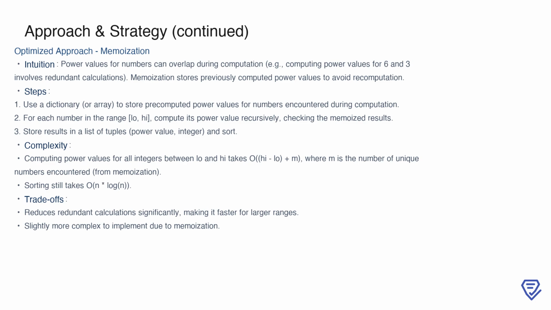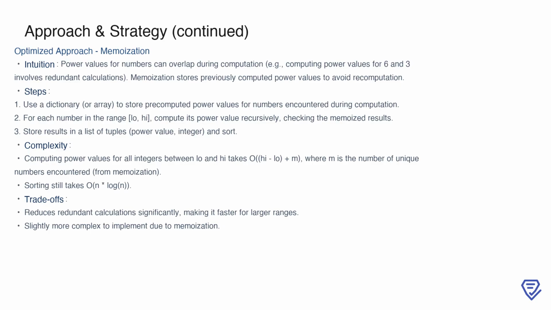Here, the key insight is that power value computations often overlap. For instance, calculating the power value of 6 involves the same steps as 3 at a certain point. By storing already computed power values, we avoid recalculating them, saving time. This is achieved by using a dictionary or array to memoize results.